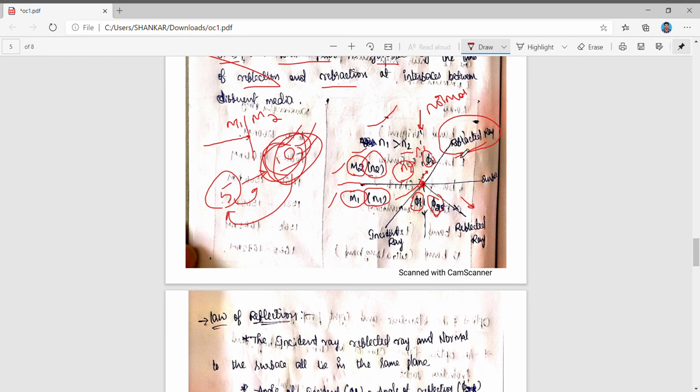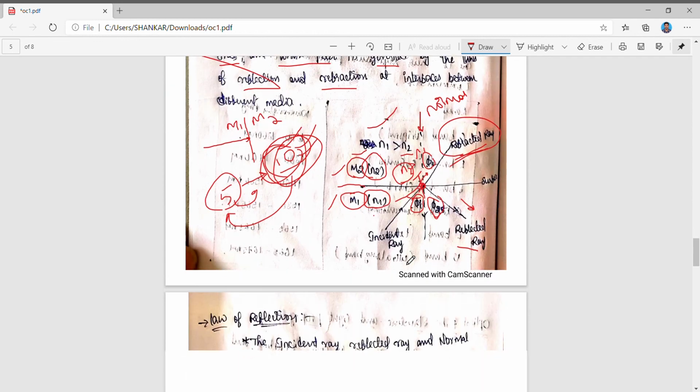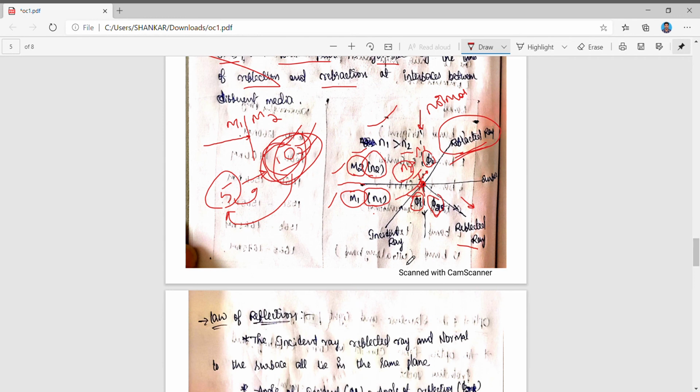So here, the law of refraction and reflection. We have already discussed it. The ray model describes the propagation of light in terms of rays which travel in a straight line and whose path is governed by the law of reflection and the law of refraction at interfaces between different media. So this is the interface, you have one medium and this is another medium. Depending on the interface, the light signal will be either reflected or refracted. So we are discussing here the law of reflection and the law of refraction.